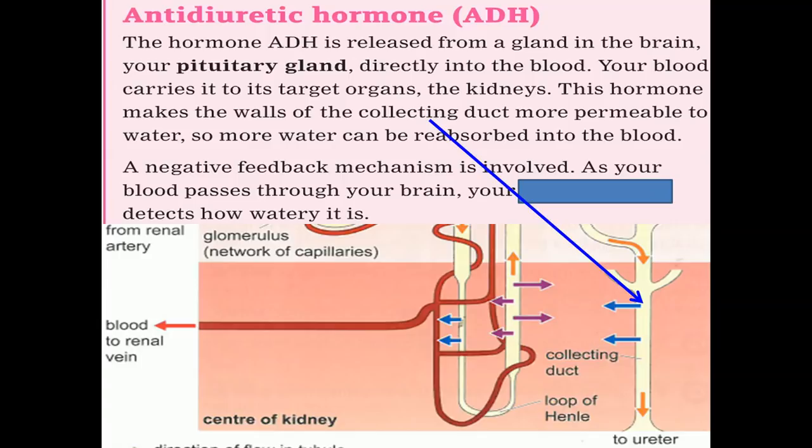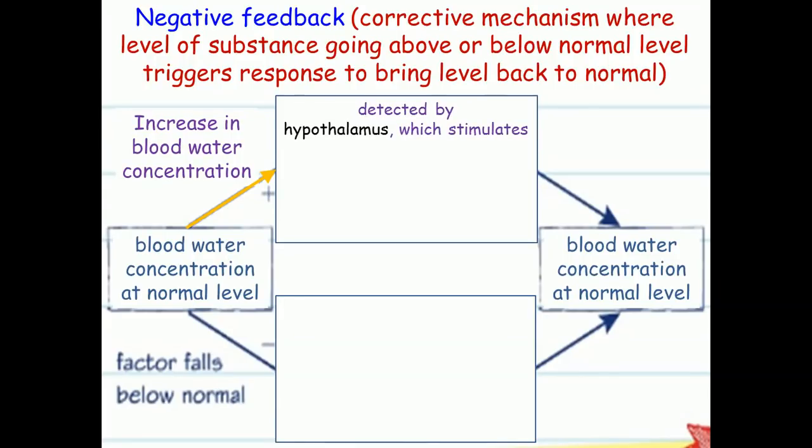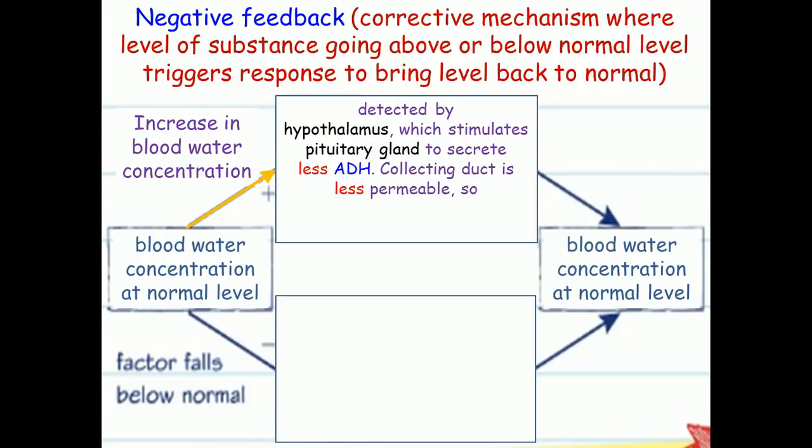Remember, this is all controlled and detected by the hypothalamus, which detects how watery the blood is. So when the blood water concentration increases, detected by the hypothalamus, it stimulates the pituitary gland to secrete less ADH. So this is when there's too much water in the blood, detected by the hypothalamus, less ADH is secreted by the pituitary gland. And that means the collecting duct is going to be less permeable, so less water is reabsorbed back into the blood. So in other words, more of it stays in the urine.